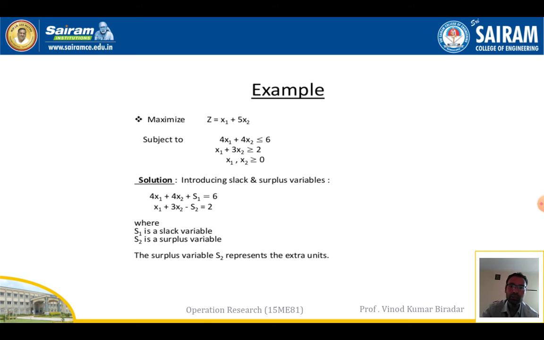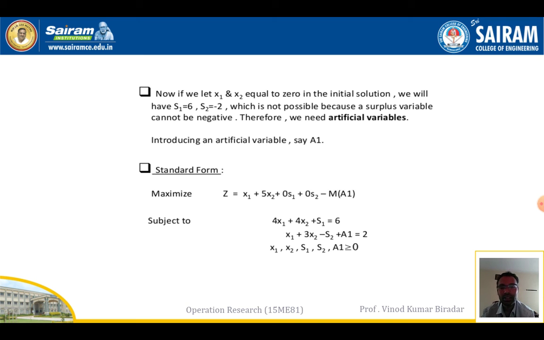After finding this, you have to modify the maximization equation also. Whatever you got as surplus or slack variables, add them into the maximization equation, that is Z = x1 + 5x2 + 0s1 + 0s2 - M a1. M is a large number that is always with the artificial variable a1. Again, modifying the equations: 4x1 + 4x2 + s1 = 6, x1 + 3x2 - s2 + a1 = 2, where x1, x2, s1, s2, a1 are greater than or equal to 0.